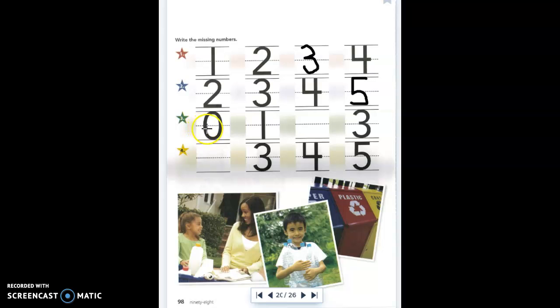In row 3, we have 0, 1, a missing number, and then 3, the number that comes after 1. And the number that comes before 3 is 2. So we need to write number 2.